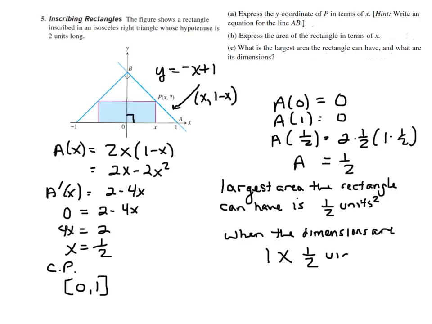And they didn't give us any units, so we'll just say 1 by 1/2 units. The justification: we do not need to use the first or second derivative test because we found all the critical points and endpoints, and we found the largest value is when x is equal to half.